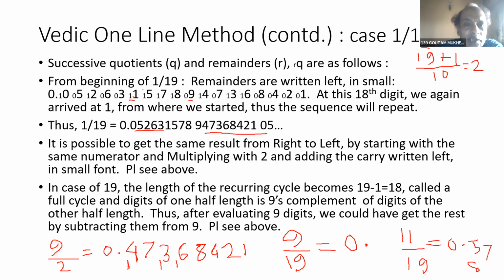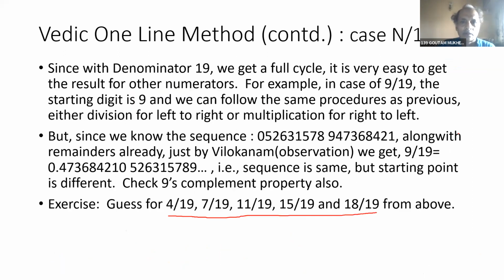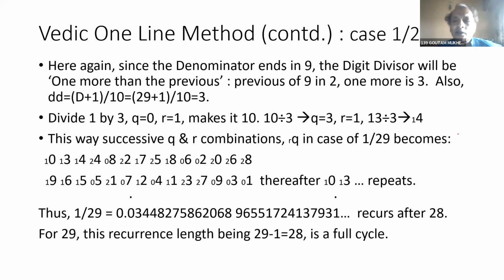On the other hand, if I start with the right to left method, I multiply by 2 and add this 1. So it goes this way: 1, 3, 6, 2, but you have to write it in the opposite direction, right to left. That you only have to take care of. So this is about 1 by 19 and all. Anything by 19 will come to the same cycle. This feature of being in a cycle will come whether you use the conventional method or the Nikhilam method.